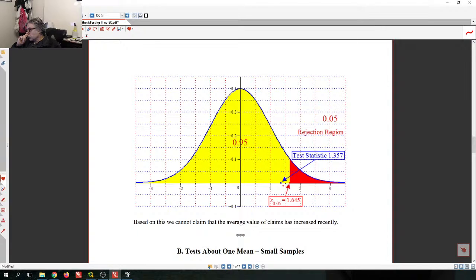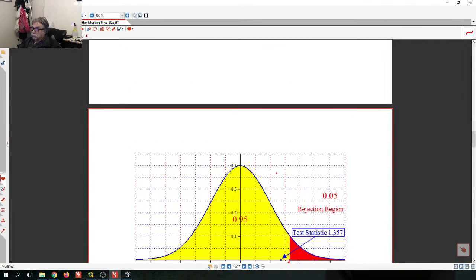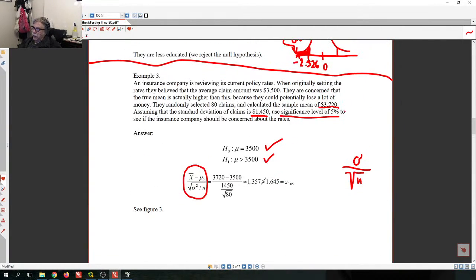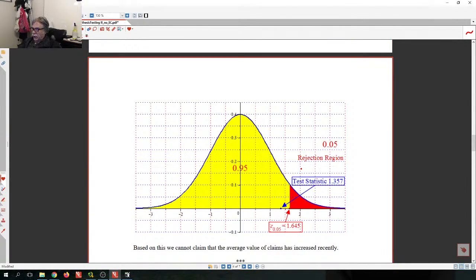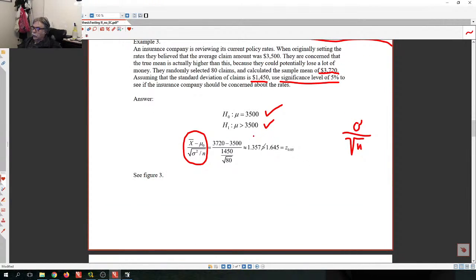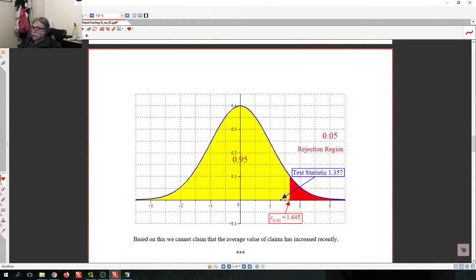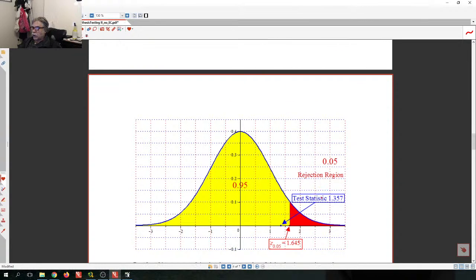Which means when we set up tests like that, we cannot claim. You can say, well, I think it went up. Whatever you believe or not, you don't have enough evidence to claim that it changed. So it looks like your sample went up, but it didn't go up enough to claim that it changed. You don't have enough statistical evidence to reject this guy. The test statistic is not in the tail, it has not passed the critical value of the test. So in your setup, you have not enough statistical evidence.